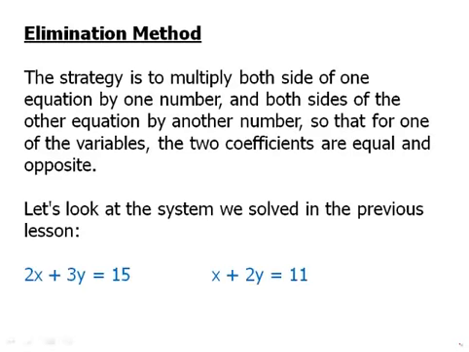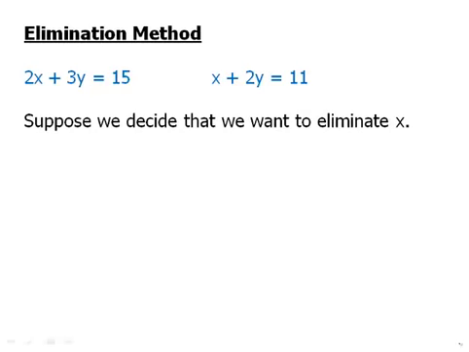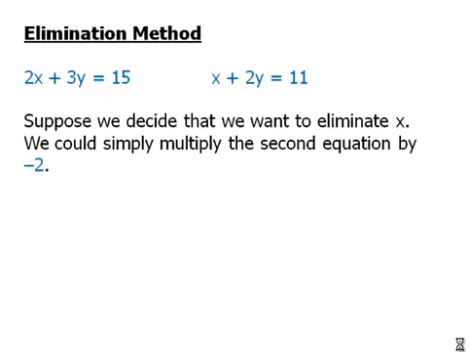Let's look at the system we solved in the previous lesson. This is a system we solved with substitution, and it works well for substitution because we have that one variable, x, just with a coefficient of 1. We're going to solve this same system now with elimination. And we're going to solve it in two different ways. So suppose, first of all, we want to eliminate x. The very first step in elimination is we have to choose the variable we want to eliminate. If we want to eliminate x, a very convenient way to do that would be to multiply the second equation by negative 2. So every single part of that second equation gets multiplied by negative 2.